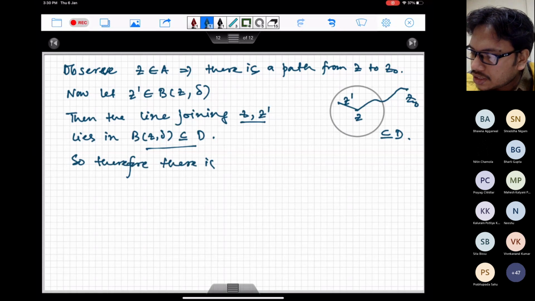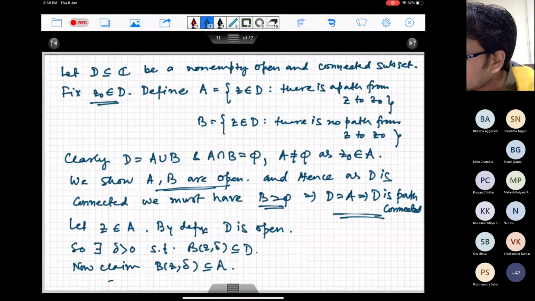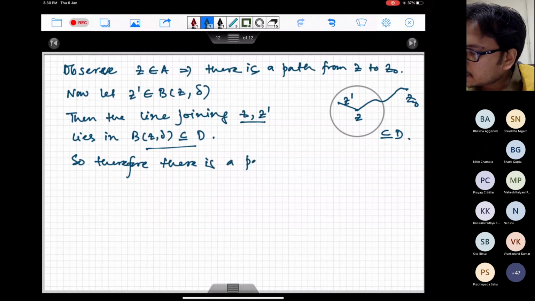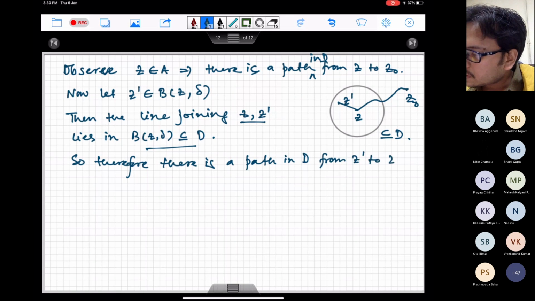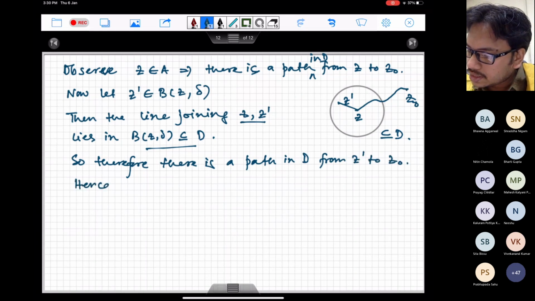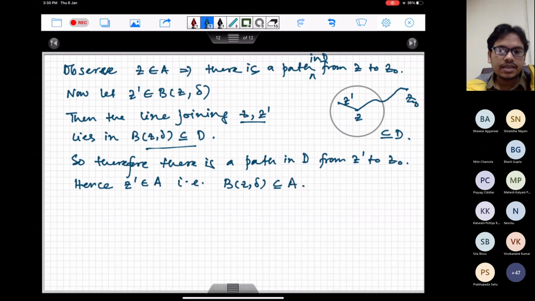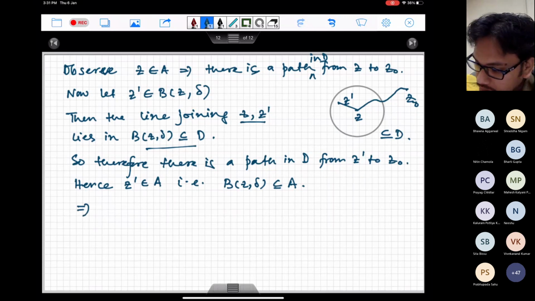So here, all these things, there is a path, meaning a path in D. All these are paths in D, that is important. So there is a path in D from Z prime to Z naught, hence Z prime belongs to A, that is, B(Z, delta) is a subset of A. Is this clear to all of you? Yes, sir.